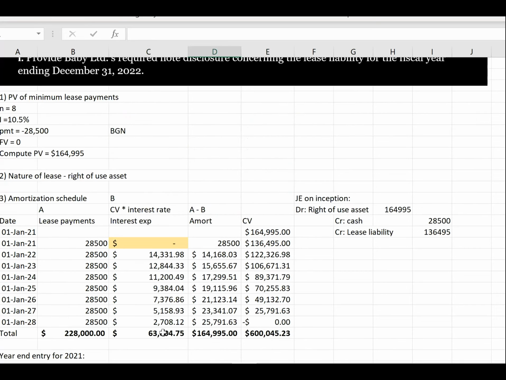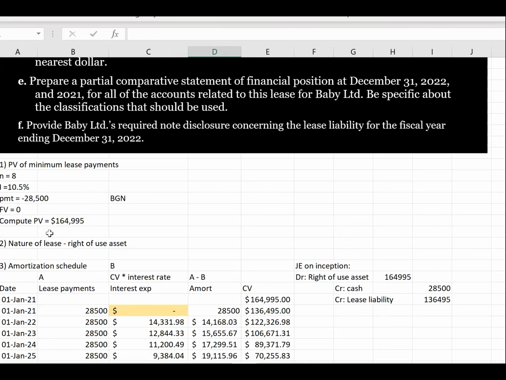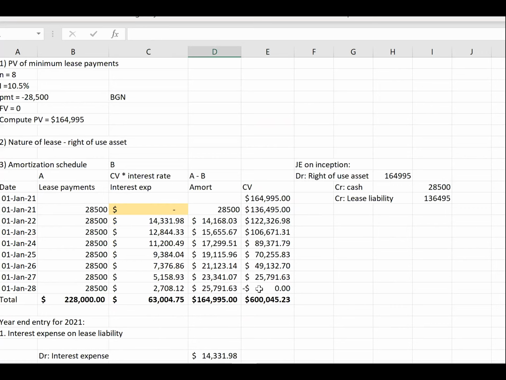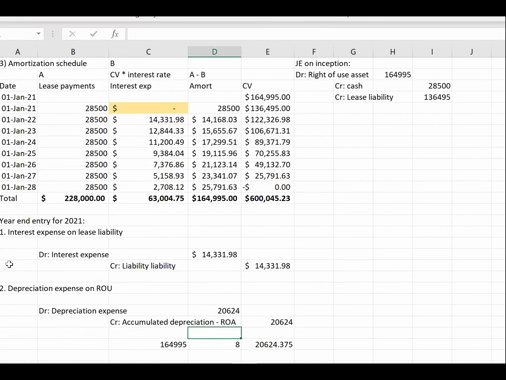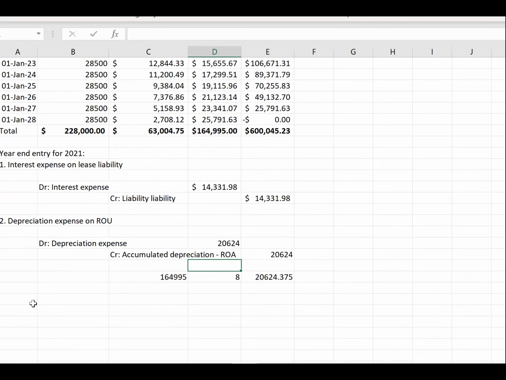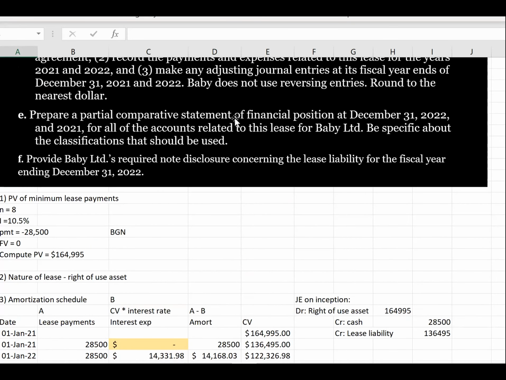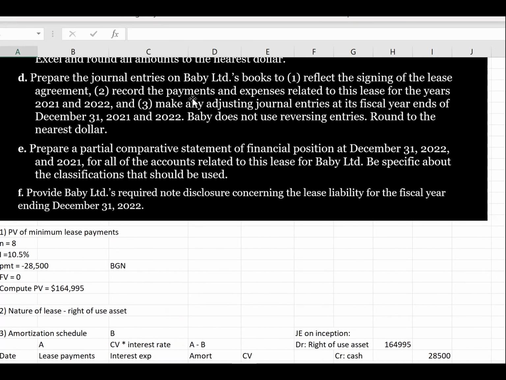Now, one of the other things we need to watch out for is if there are any executory costs that we've taken out of the present value of the lease payment, we need to make sure to include an entry for that, although that would be in the next year when we record our lease payment. But there's nothing like that here. Okay, so we did that one.